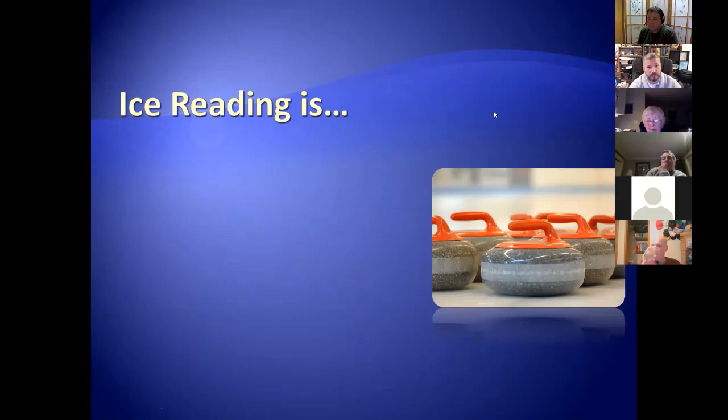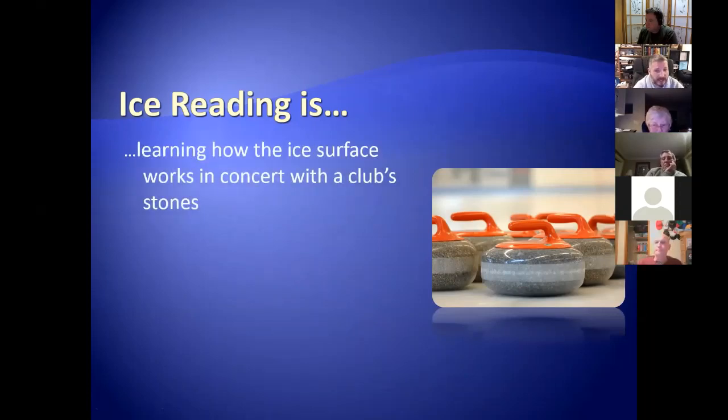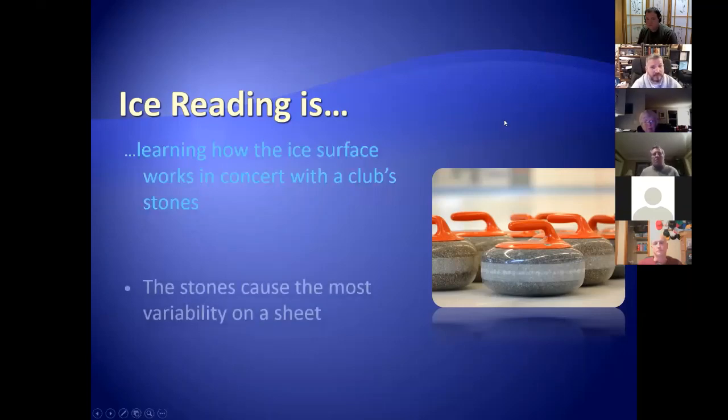So ice reading, what is ice reading? Well, it's learning how the ice surface works in concert with a club's stones. So interestingly, we talk about the ice as well as the stones when we're talking about ice reading. So ice may be swingy, it may be straight, it may be fast, it may be slow. But a lot of that is the rock conditions as much as it is the ice conditions. So it's interesting that we talk about rocks as much as we do about ice.